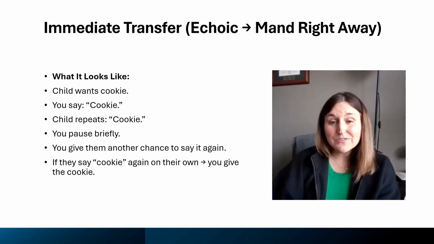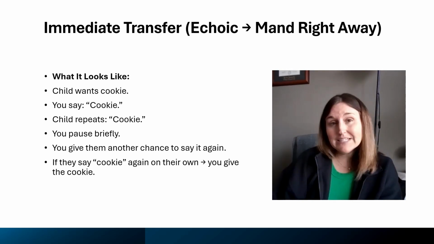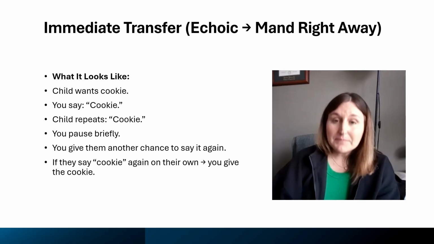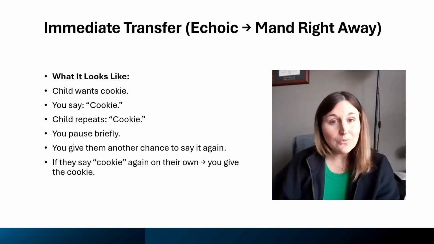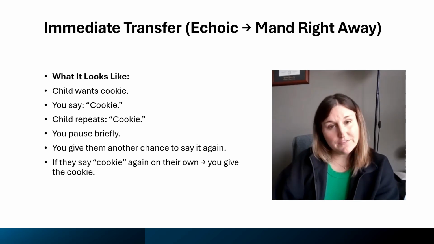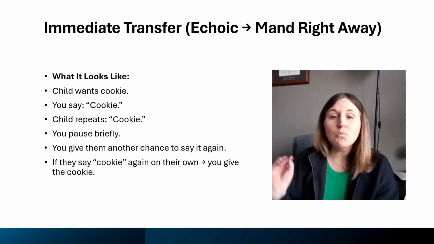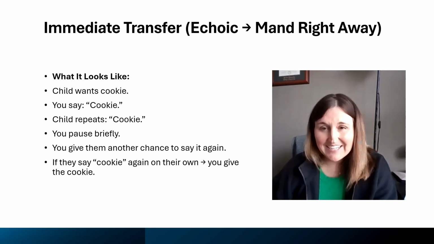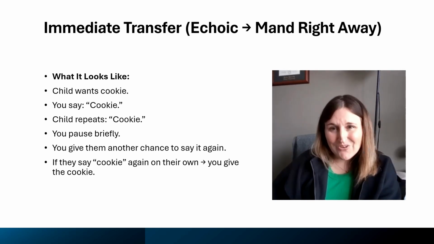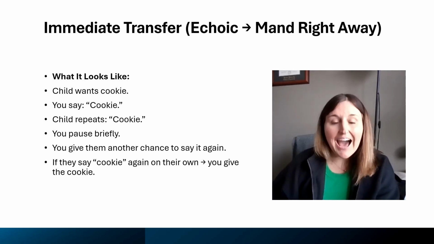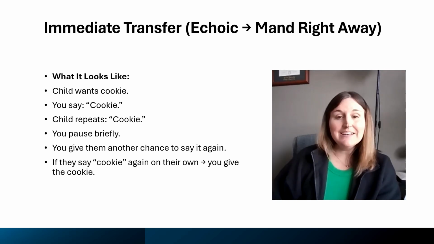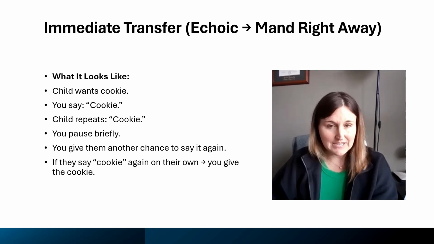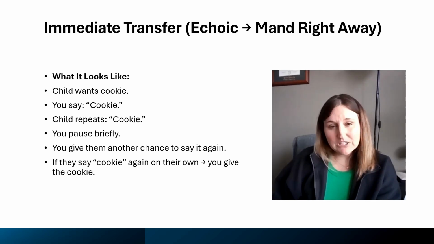We call this first step the immediate transfer. Sometimes your child needs help getting the word started. We model the word once, but before we give them the item, we give them one quick chance to say it independently on their own, right? This teaches, I can say this word by myself to get what I want, not just waiting for someone else to say it.